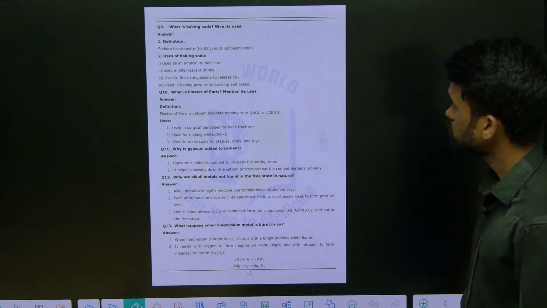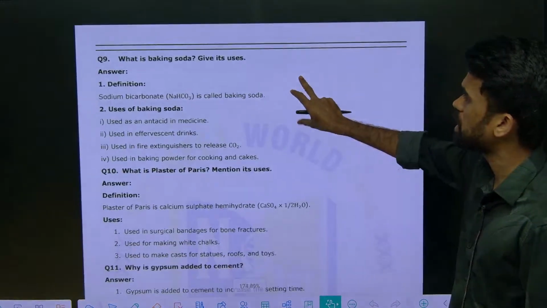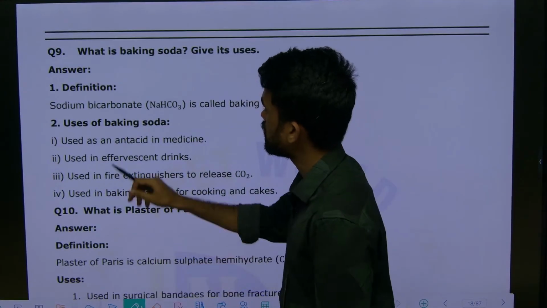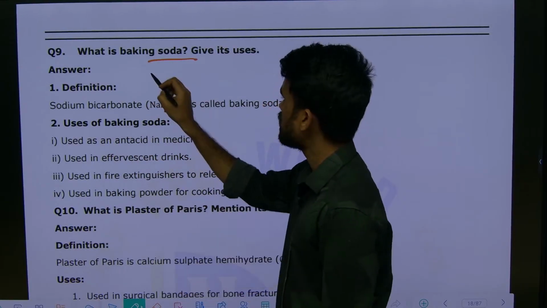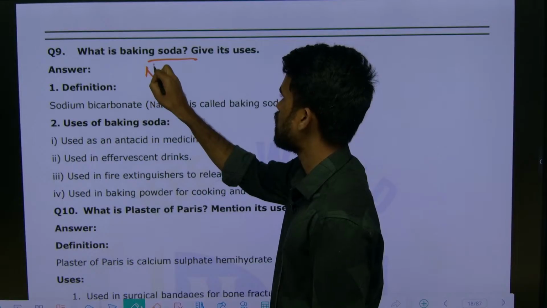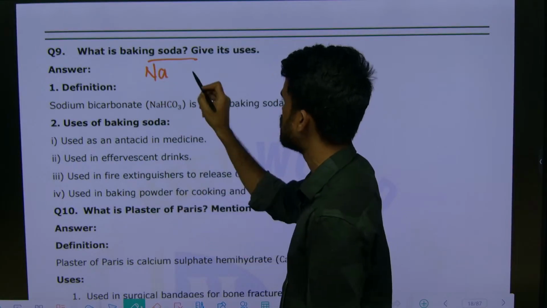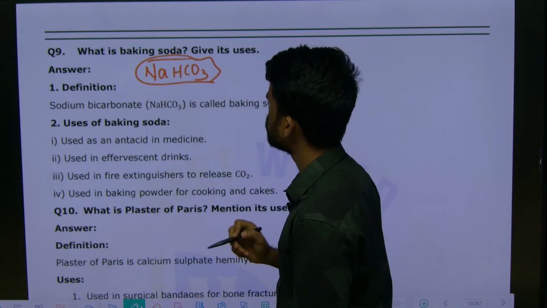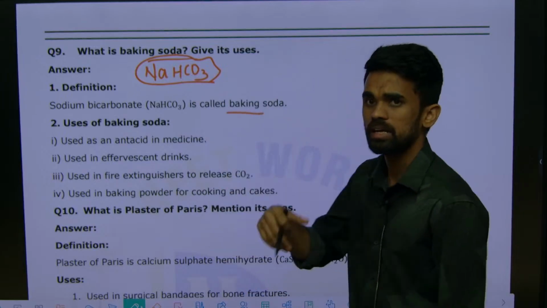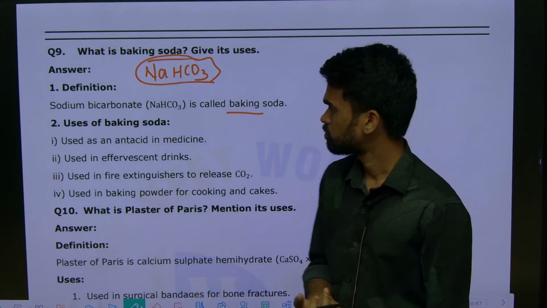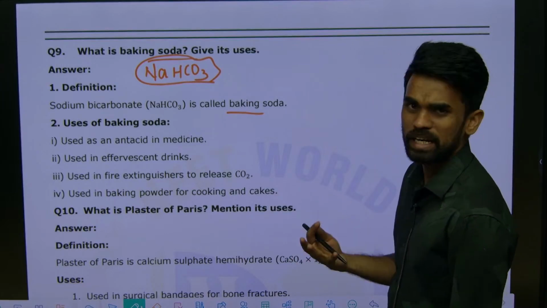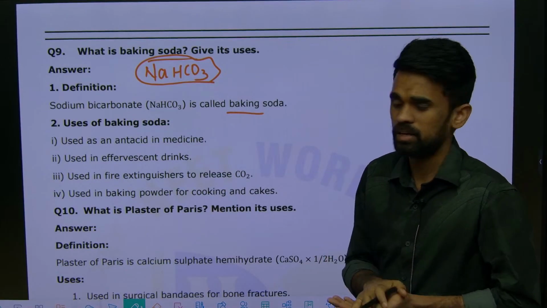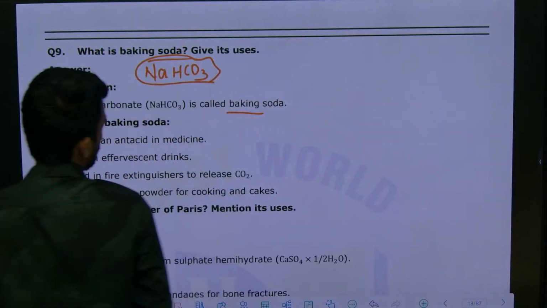Next, what is baking soda? Give its uses. Baking soda is nothing but NaHCO3. Previously we saw washing soda, Na2CO3; here it is baking soda, NaHCO3. Where do we use it? It is used in baking, in bakeries or even at home when making bakery items. We add baking soda so that the item gets puffy.